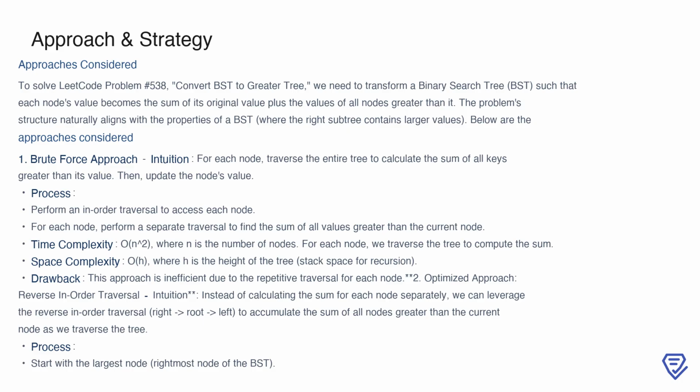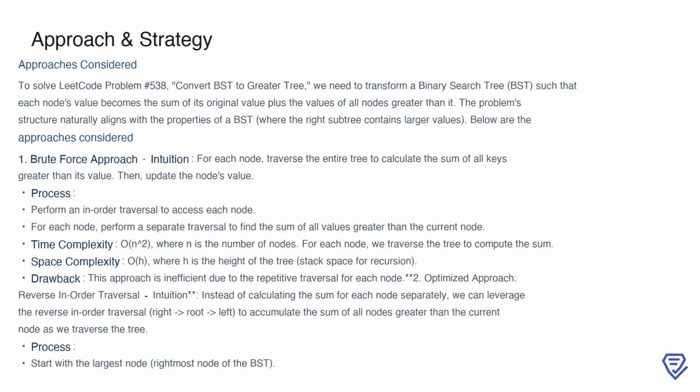To solve the problem of converting a binary search tree into a greater tree, the goal is to update each node's value so that it becomes the sum of its original value plus the values of all nodes that are greater than it. Leveraging the properties of a BST, where the right subtree contains larger values, we considered several approaches.